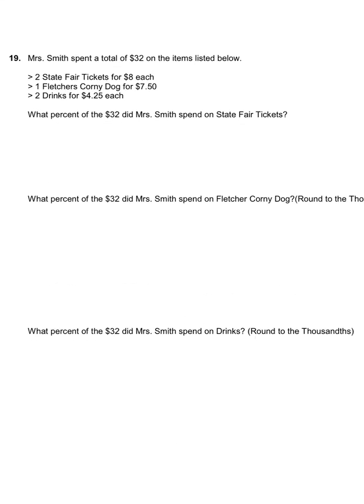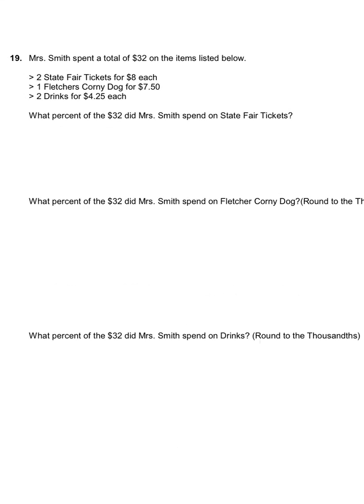All right. And number 19. All right, looking at number 19, our last one, it says Miss Smith spent a total of $32 on the items listed below. 2 State Fair tickets for $8 each, 1 Fletcher's Corny Dog for $7.50, and then 2 drinks for $4.25 each. It is asking us what percent of the $32 did Miss Smith spend on State Fair tickets.